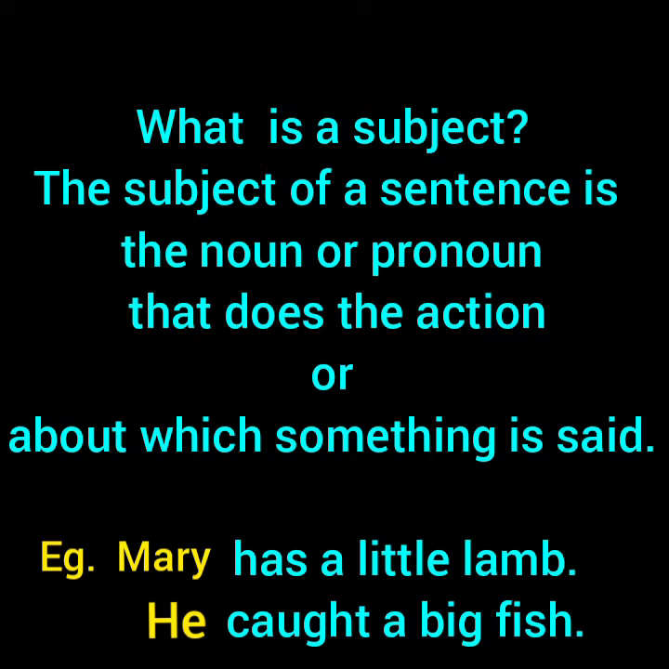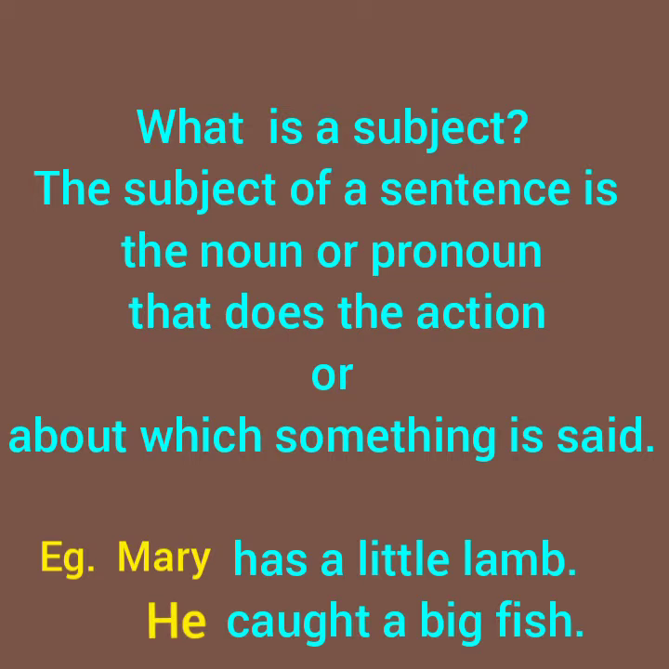When we say a noun, that is the names of person, place, thing, etc. And when we say pronoun, it means a word that is used in place of a noun. For example, I, we, he, she, they, etc. So the doer of the action, that is the subject, can be either a noun or a pronoun. And also the subject is about which something is said. That means what we are talking about in the sentence.